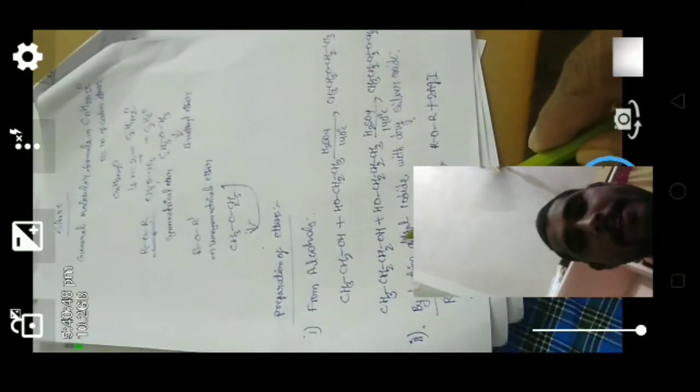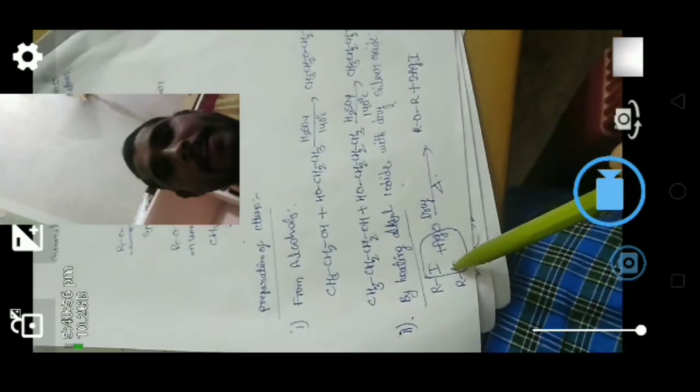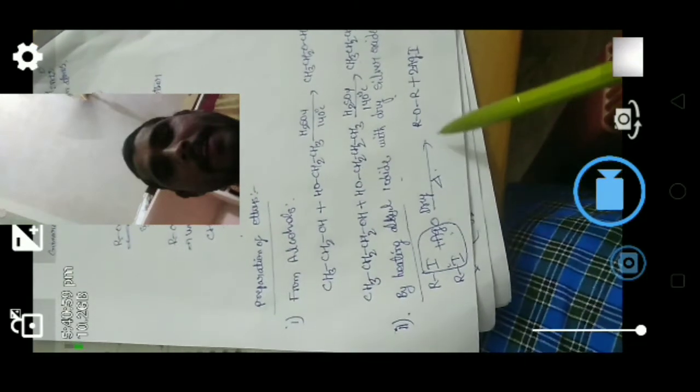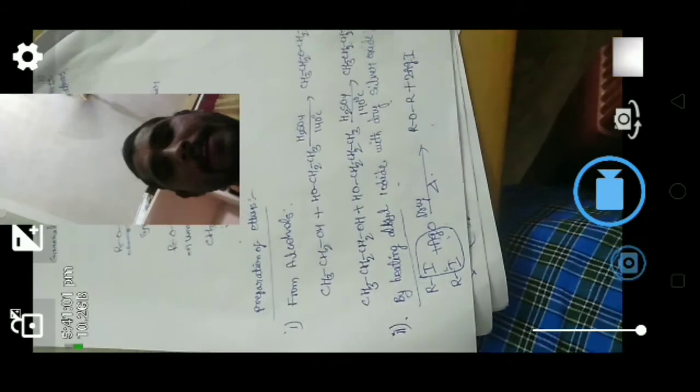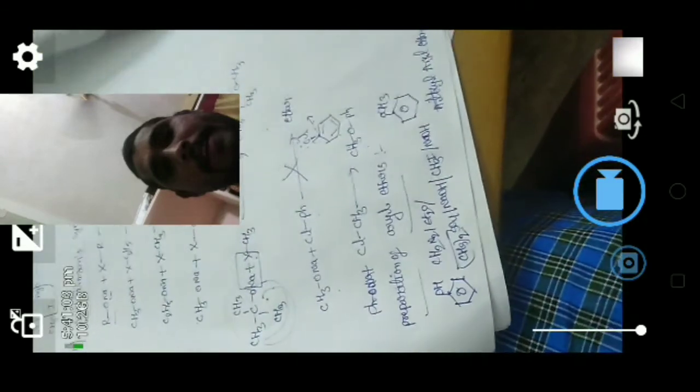Another method is by heating alkyl iodide with dry silver oxide. Here alkyl iodide, when we react with silver oxide, gives ether. We will see another example also. Two molecules of methyl iodide, when we react with dry silver oxide, give dimethyl ether.